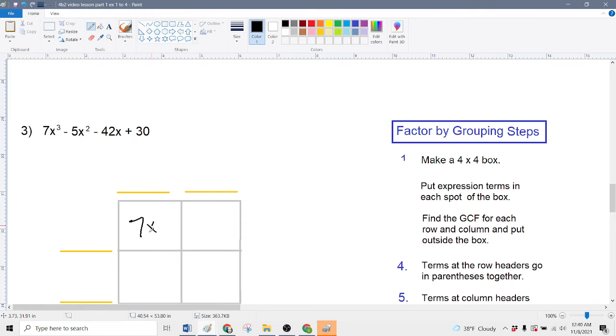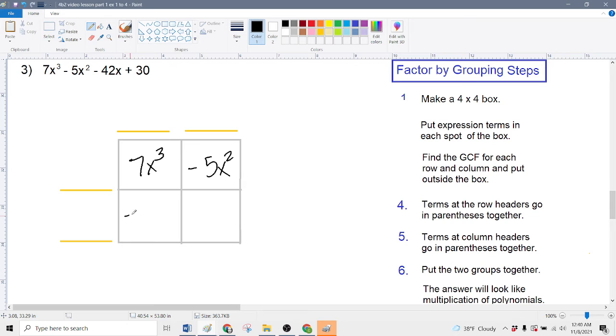So 7x cubed goes in that first spot. Then subtract 5x squared. Guys, those signs, watch your signs. Subtract 42x goes here. And then we're going to add 30 in that last spot.